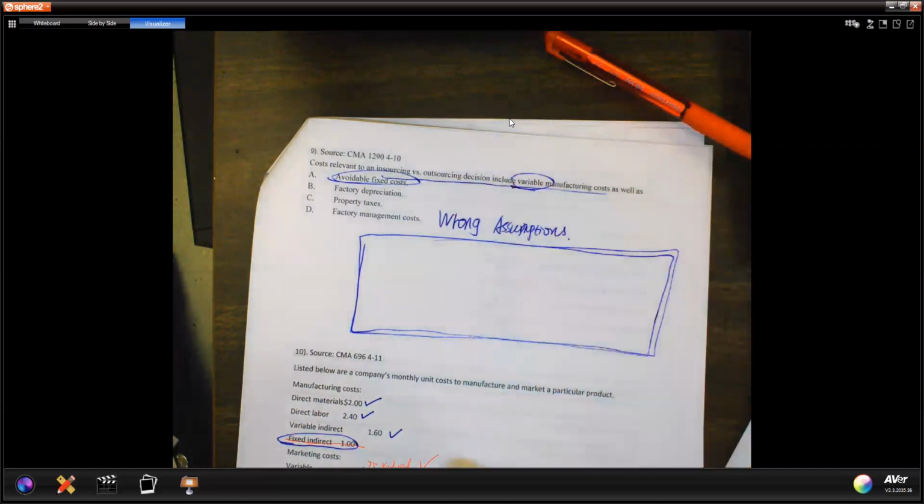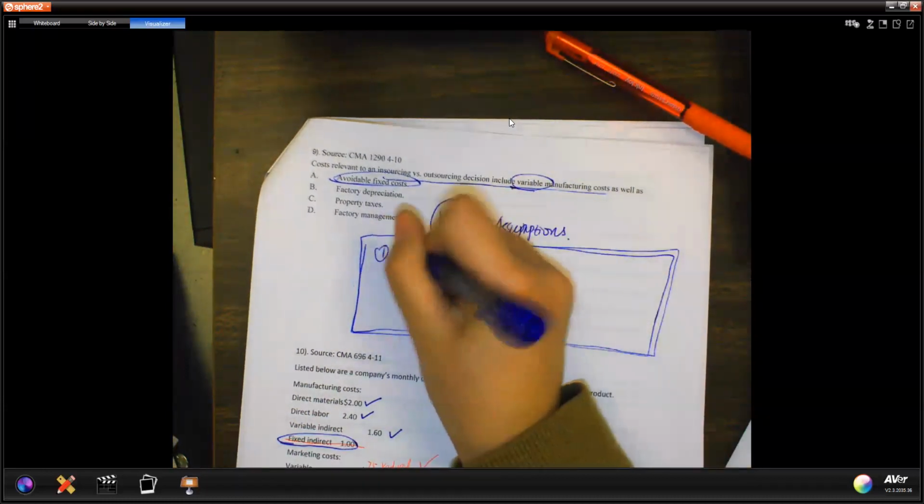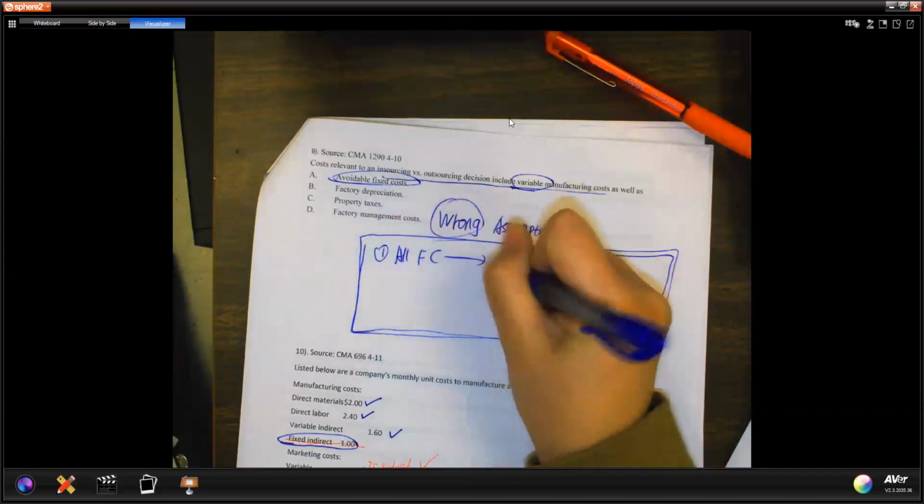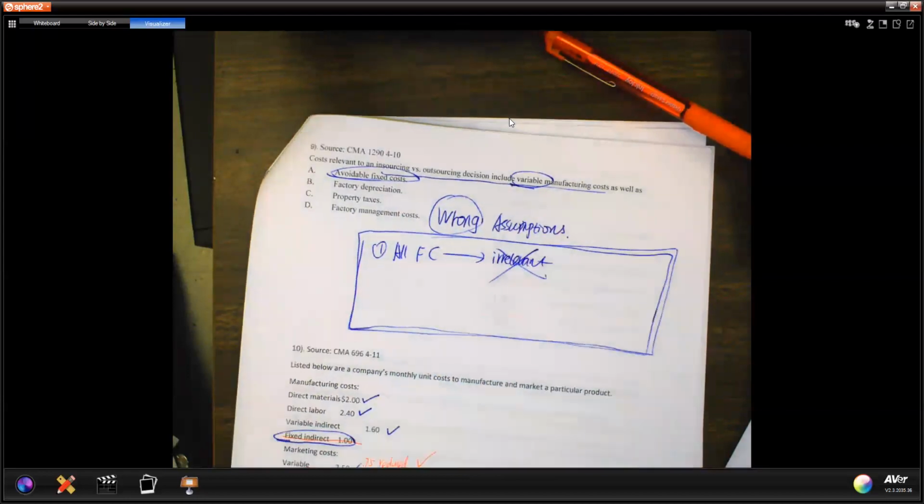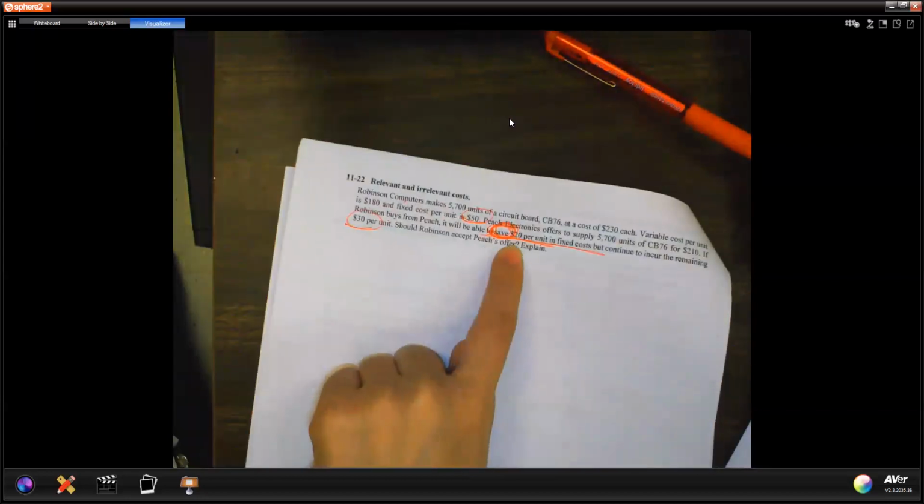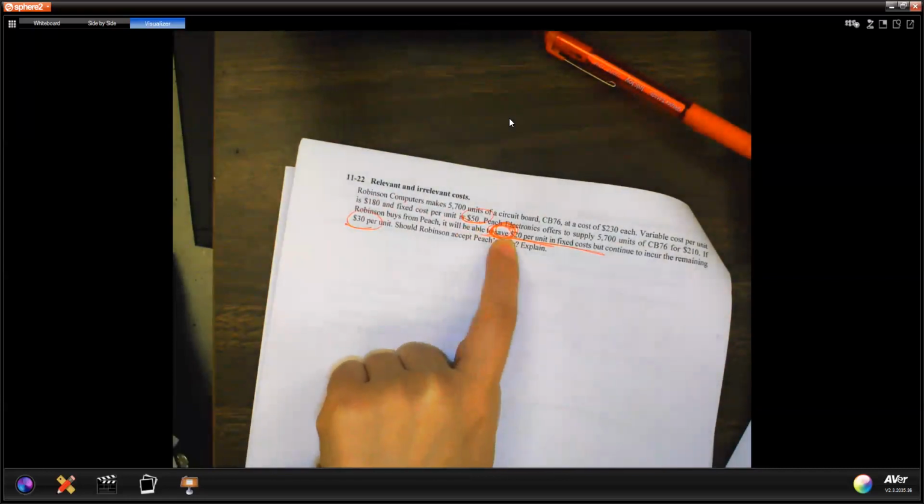The first wrong assumption is that all the fixed costs are irrelevant. We know that is not right, because think about this question. Total fixed cost is $50, but 20 can be saved if you buy. So you still have a portion that may be different. We cannot just say all the fixed costs are irrelevant. That's wrong. We cannot make the general assumption that all the fixed costs are irrelevant.